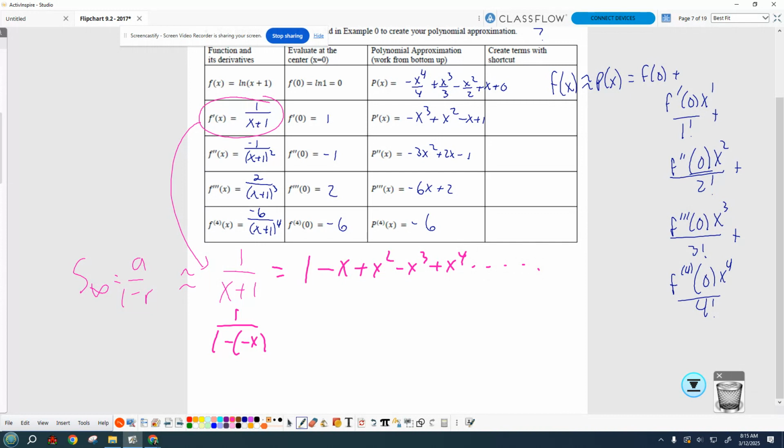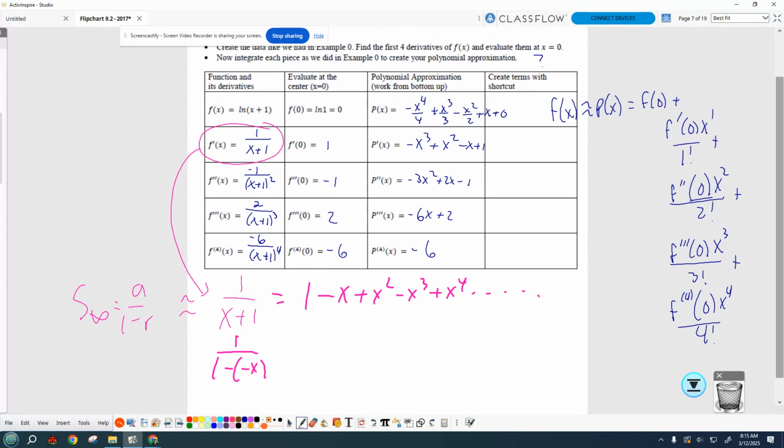That's not the thing I wanted. The thing that I was looking for the series for was natural log of x. If I integrate that series, or this function, I get what I wanted. If I integrate this, do I get x minus x squared over 2 plus x cubed over 3 minus x to the 4th over 4? I get the same thing?